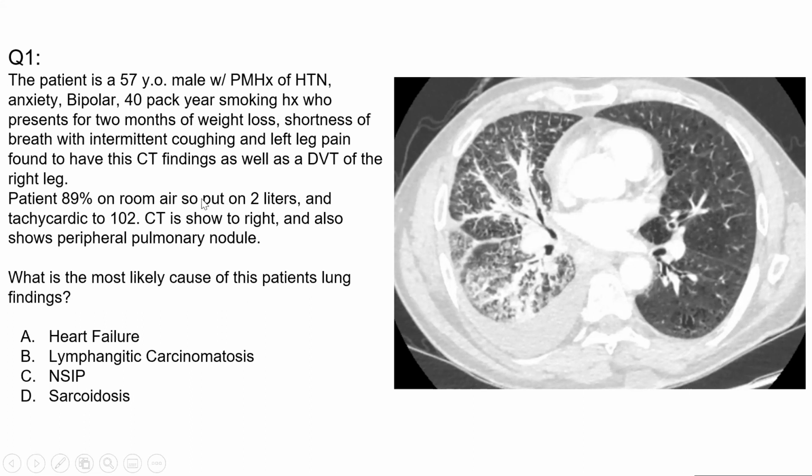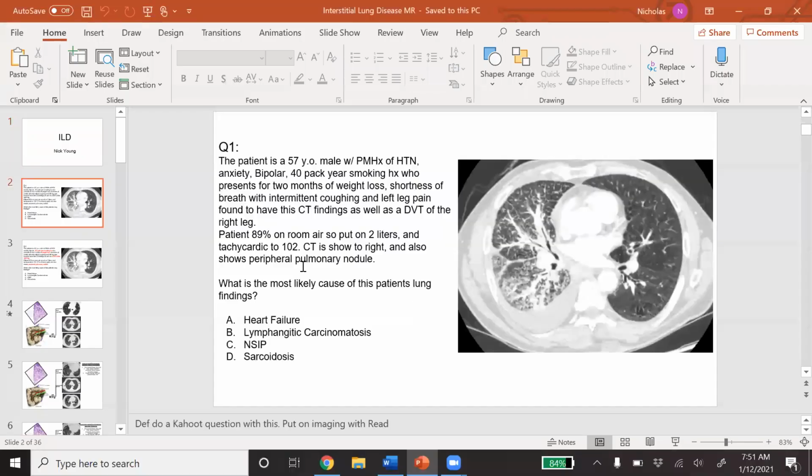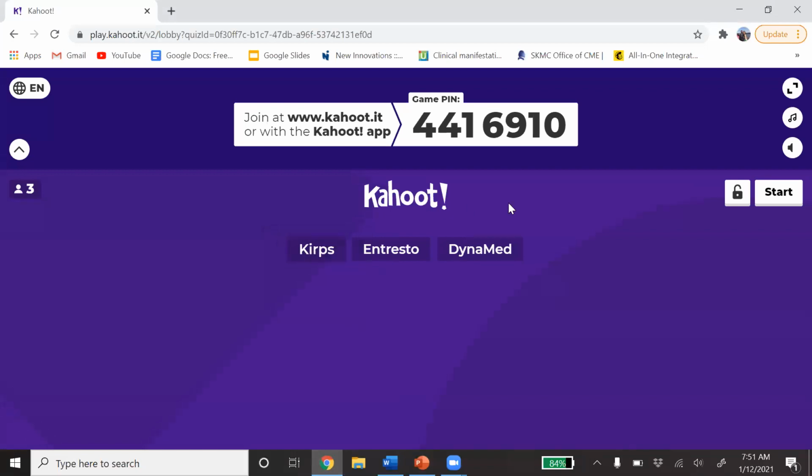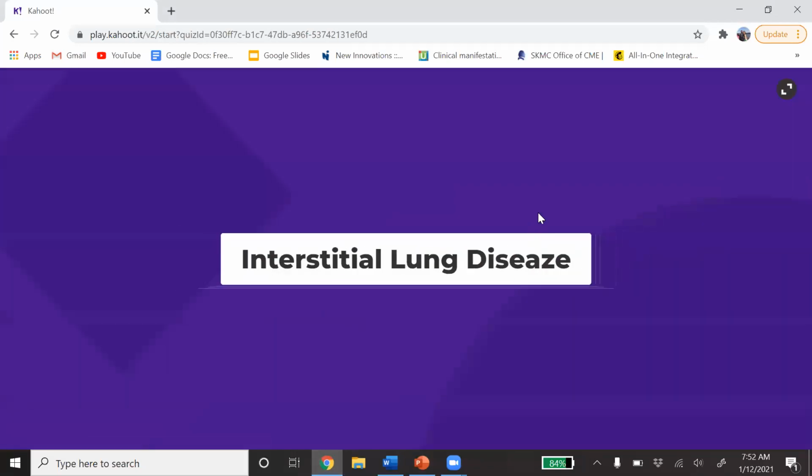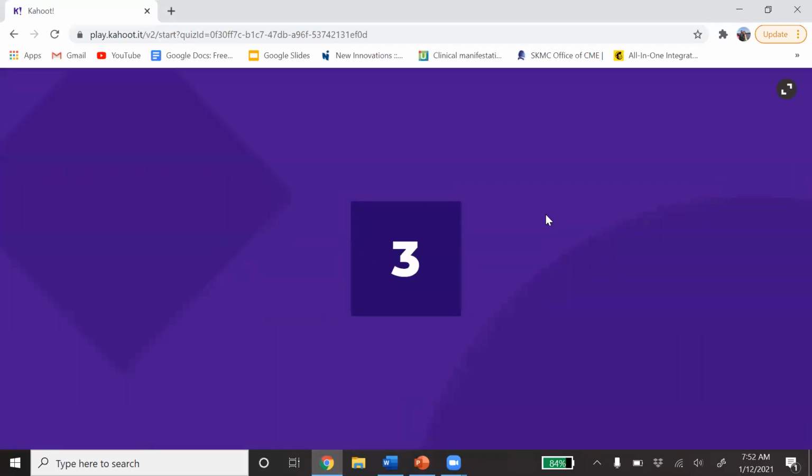The question here, we're going to Kahoot this, is what is the most likely cause of this patient's lung findings? Is it heart failure? Is it lymphangitic carcinomatosis? Is it NSIP, or is it sarcoidosis? Let's get out of here. All right. I didn't spell that wrong on purpose.